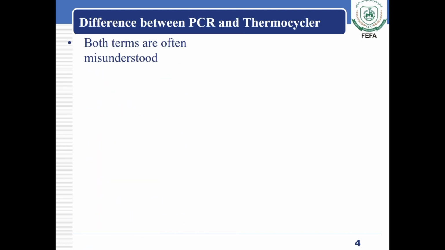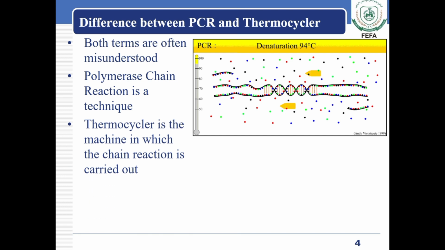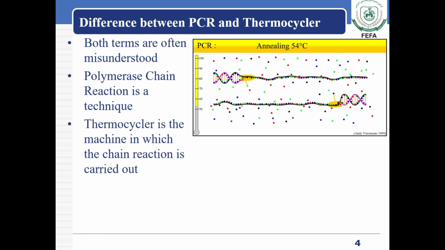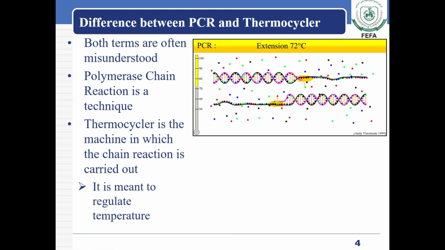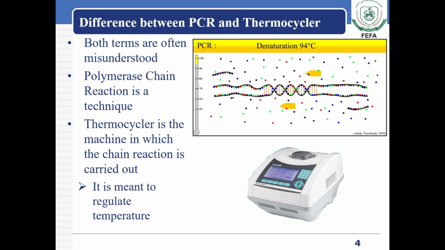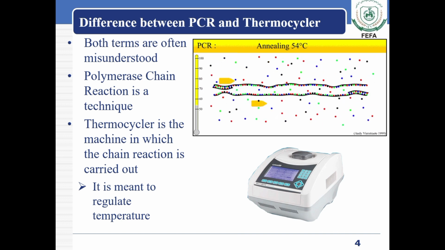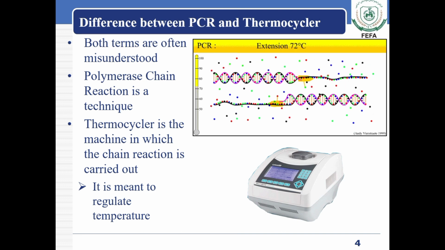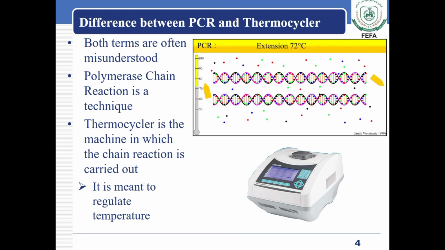There is a misconception between polymerase chain reaction and thermocycler. These two terms are often misunderstood. Polymerase chain reaction is basically a procedure. It is a technique. It is a process. While thermocycler is the machine in which the chain reaction is carried out. The thermocycler machine is basically a temperature regulator machine. It regulates the temperature.